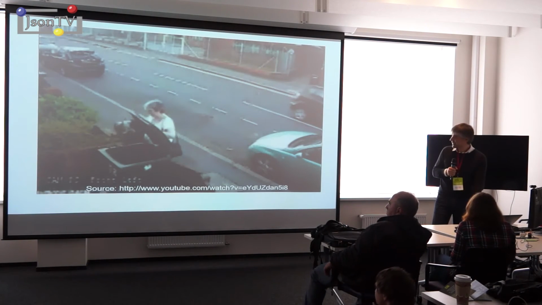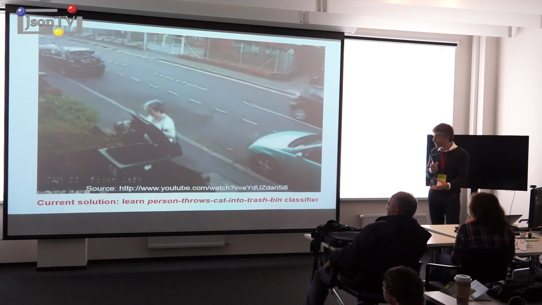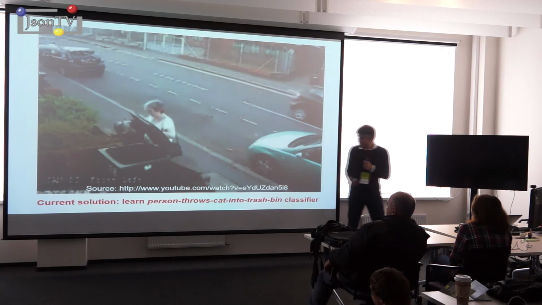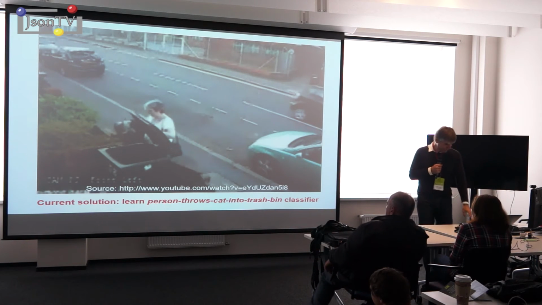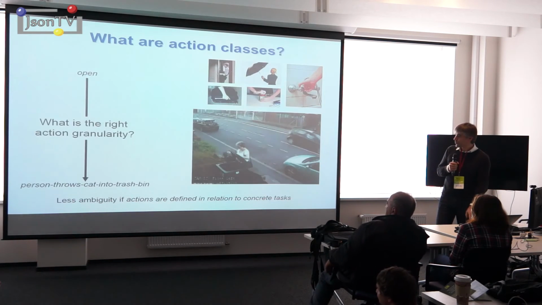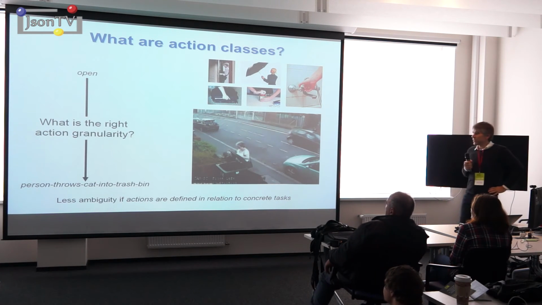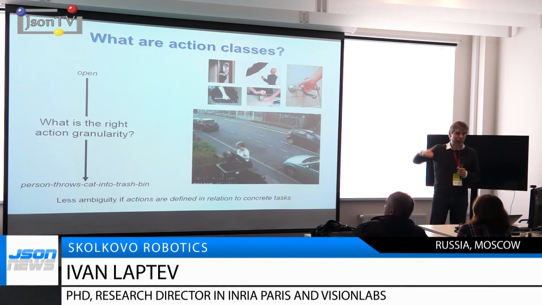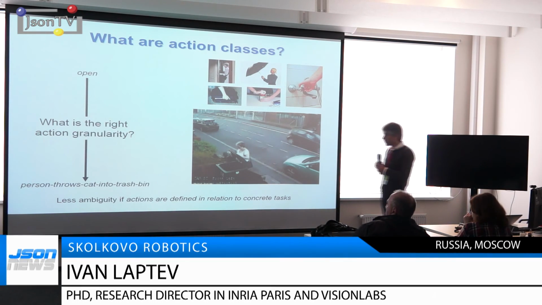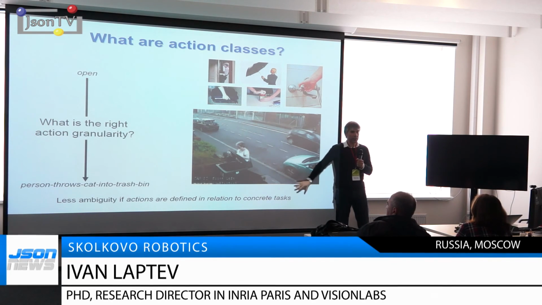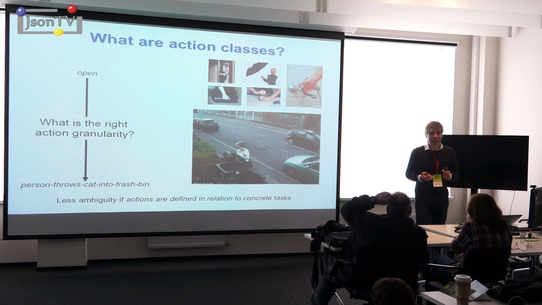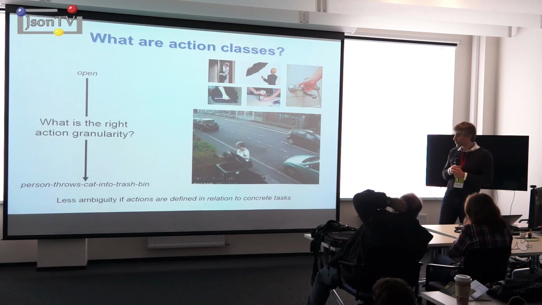So currently the computer vision solution which I can propose to you would be to train a person-throws-cat-into-trash classifier. I imagine we can do this. Probably won't scale very well. So there is a problem here. We have a granularity. What level of granularity should we take? We don't know, and actually I think it's not known until you go and define the action with respect to some task. Okay, so we are doing things to achieve some task, and this seems to be crucial.